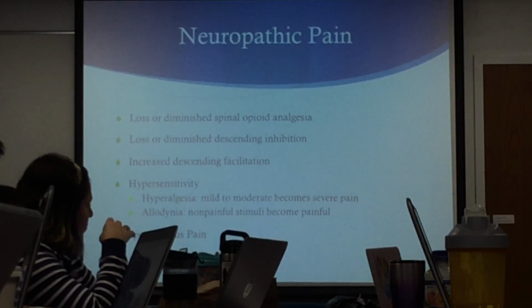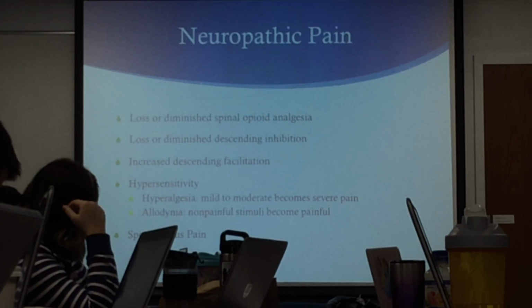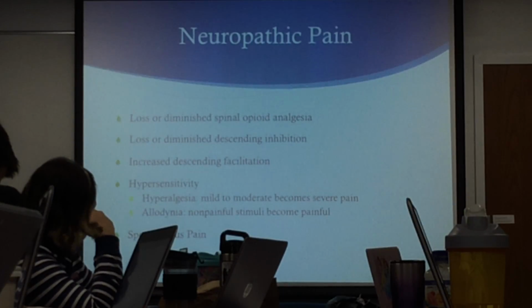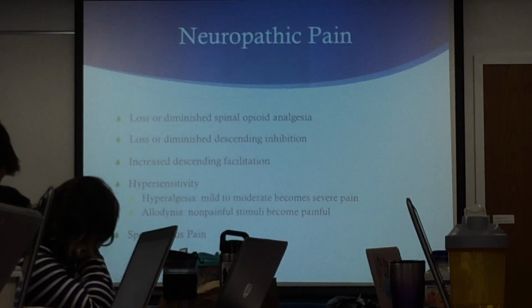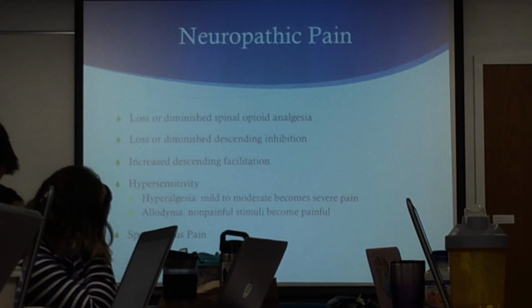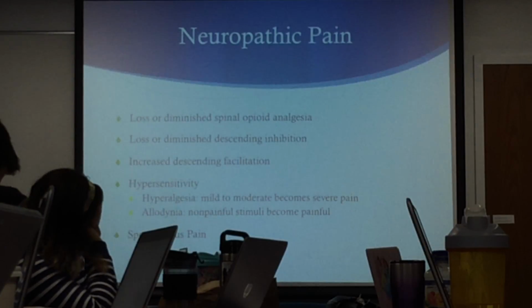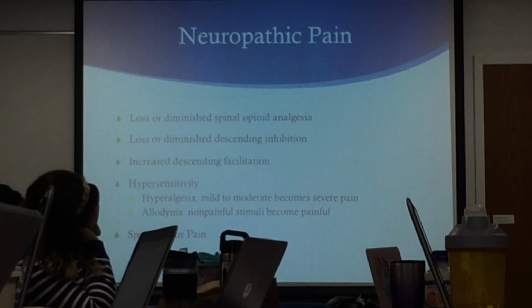Two of the key symptoms are hypersensitivity: with hyperalgesia, things that are mildly painful become extraordinarily painful, and with allodynia, non-painful stimuli become extraordinarily painful. So it's typical if someone has injured their brachial plexus, which is up in your armpit, that even putting on a shirt becomes extremely painful. Just sliding your arm into a shirt sleeve feels like someone is trying to strip your skin off. That's an example of that.